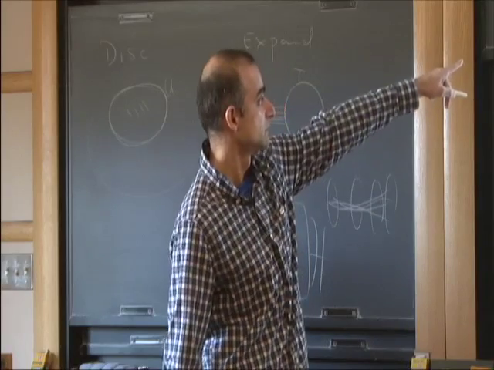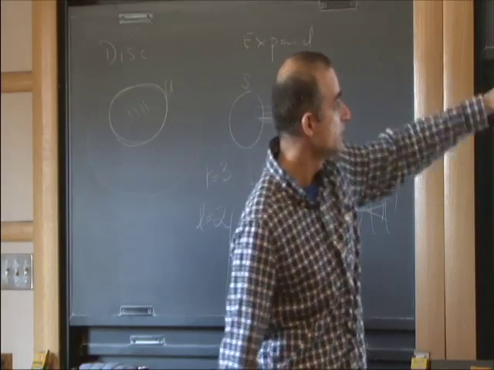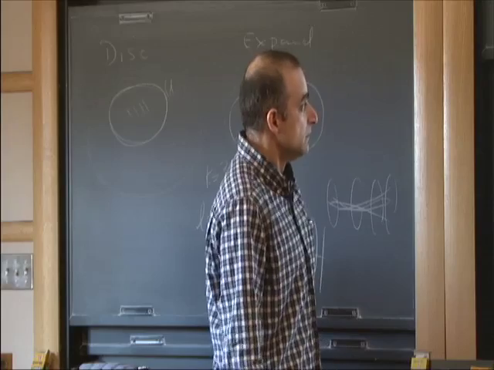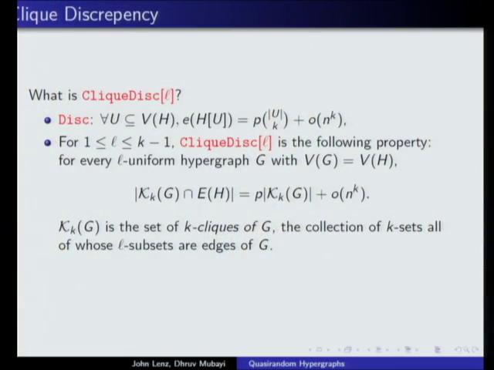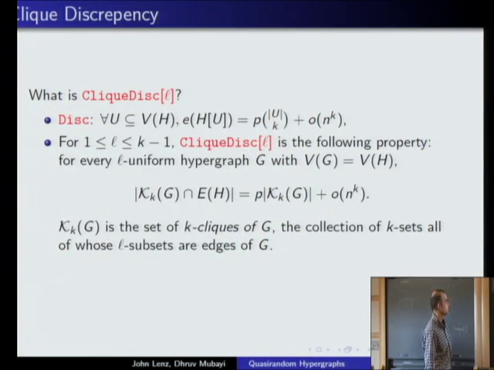So here's a more formal definition. For every L, clique disk L is the following property. For every L-uniform hypergraph G, that means sets of size L, whose vertex set is the same, if you look at the cliques of G, so these are K element sets, all of whose L element sets are from G, and you look at how many of those are edges, remember the edges of H were K sets, it was K uniform hypergraph. If it was randomly put, then there would be P proportion of those edges, and that should happen.